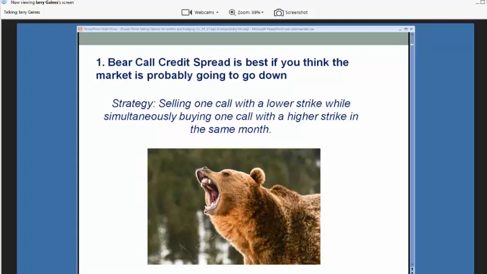And it doesn't even have to go down. It can just go sideways, or it can even go up a little bit depending on where you set your strikes. So that's the great thing. You don't have to be exactly perfect on direction. So basically what you're doing is you're selling one call with a lower strike while buying another call with a higher strike in the same month. So it's what we call a bear call credit spread.